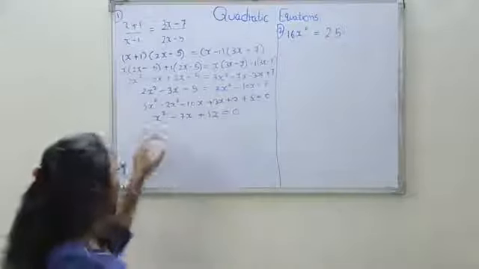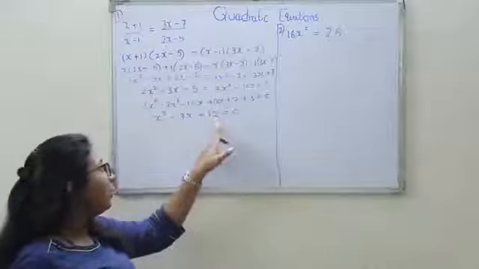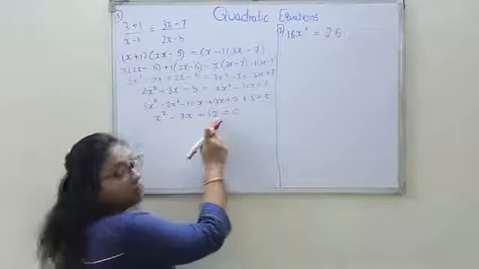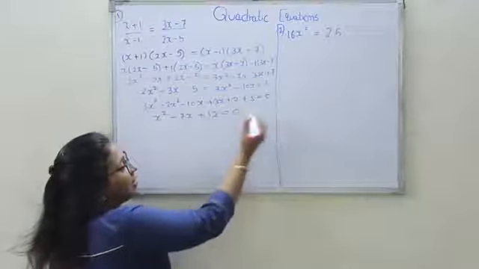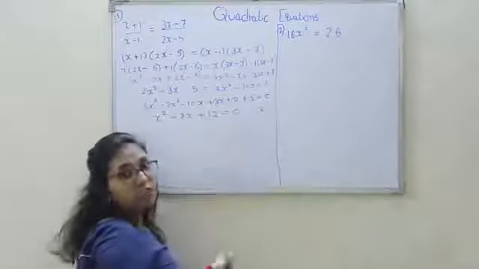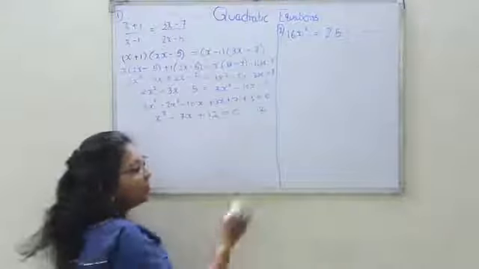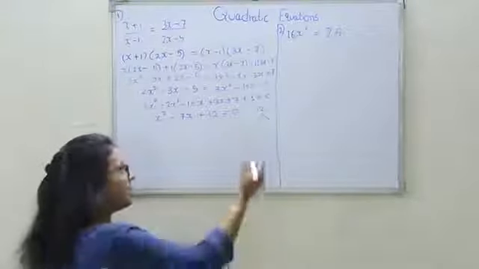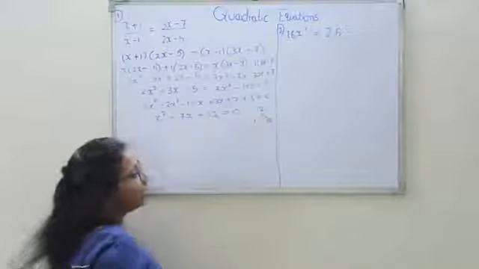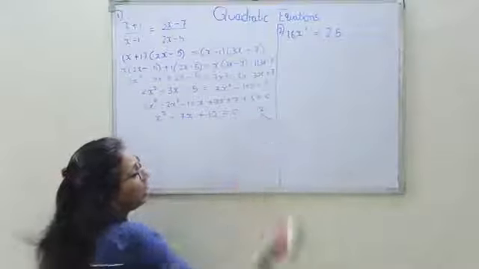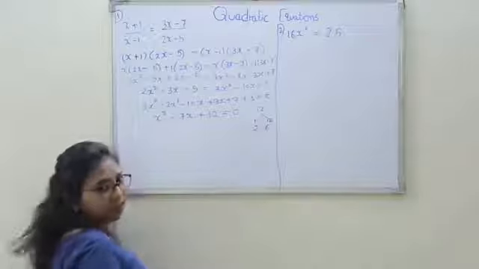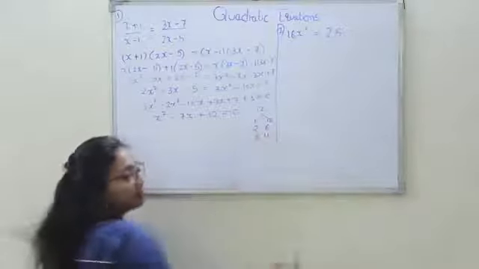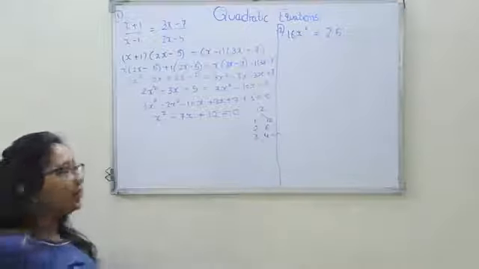The factors of 1 into 12 is 12, factors of 12 in such a way that after adding they should be 7. I repeat, the product of the first term and the third term is 12, and such factors of 12 after adding should be 7. So let's start. 1 into 12, it will not work out. Then 2 into 6, 2 plus 6 will not give you 7. Then 3 into 4, correct. 3 into 4 is 12 and 3 plus 4 is 7.